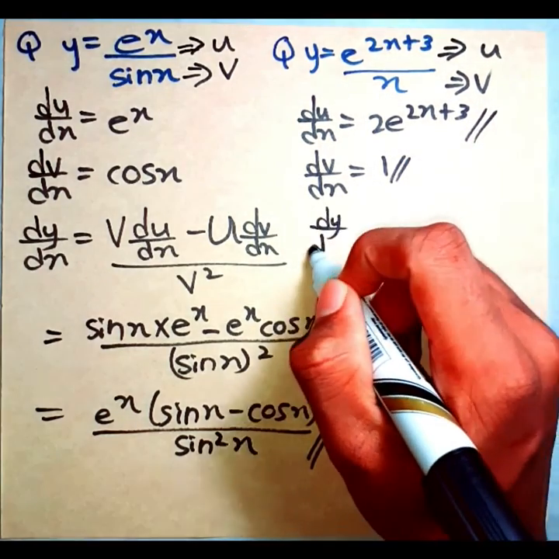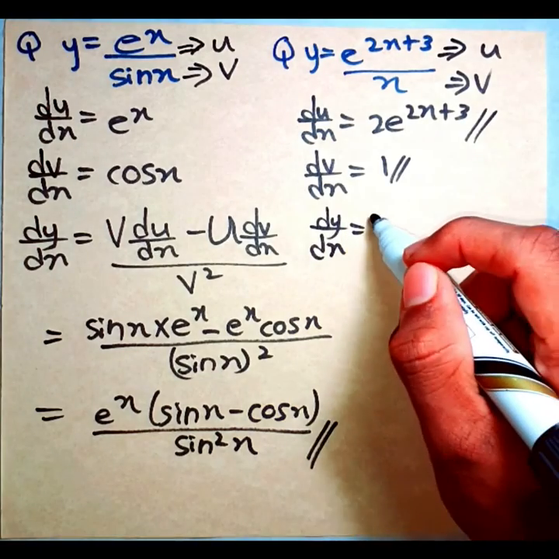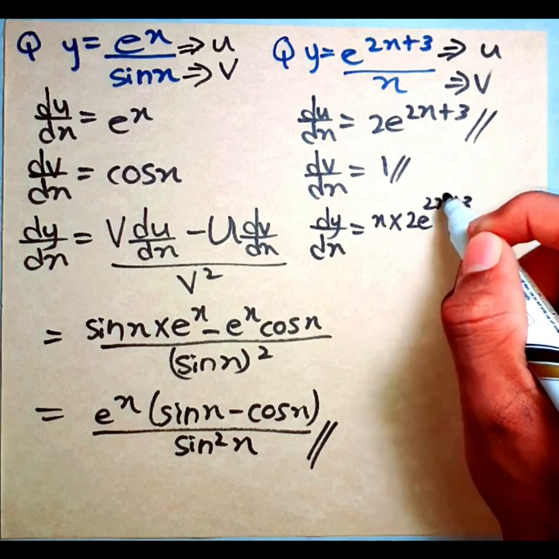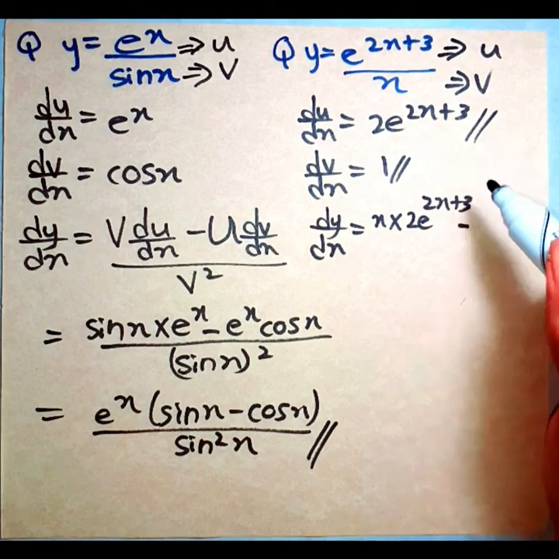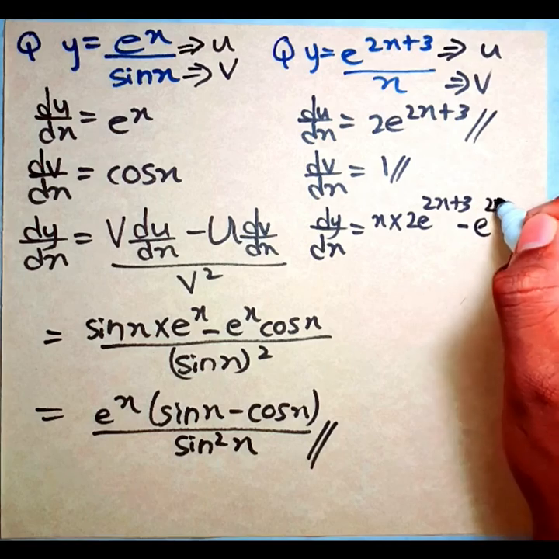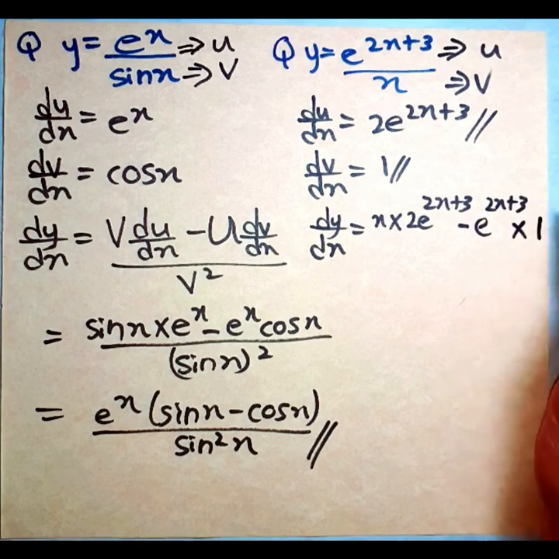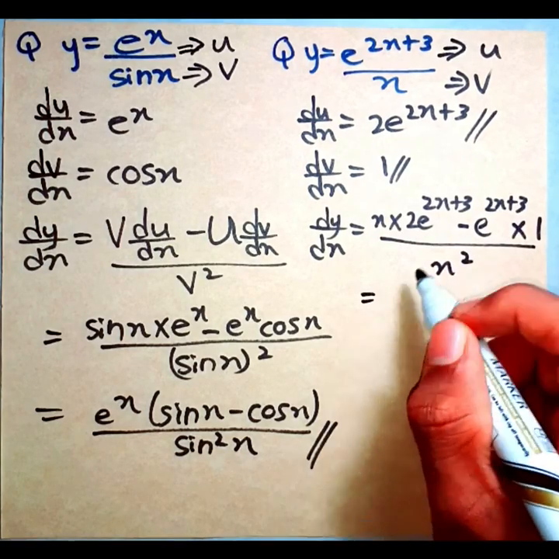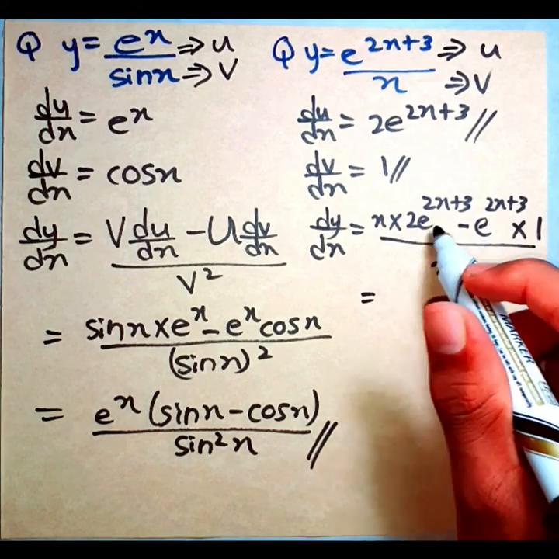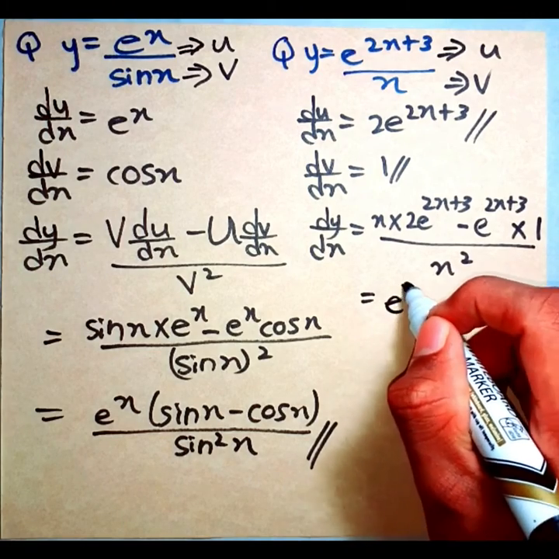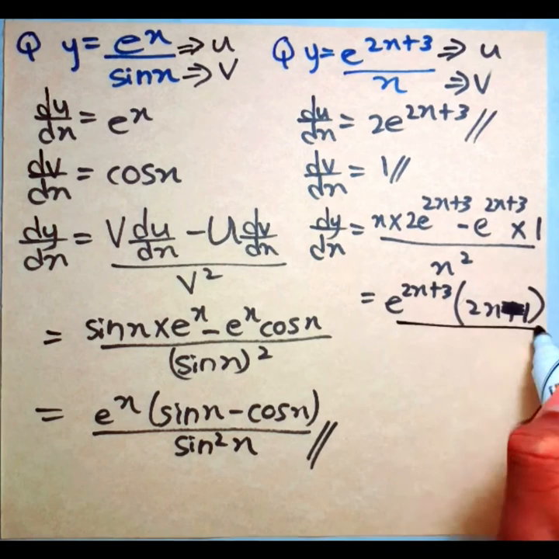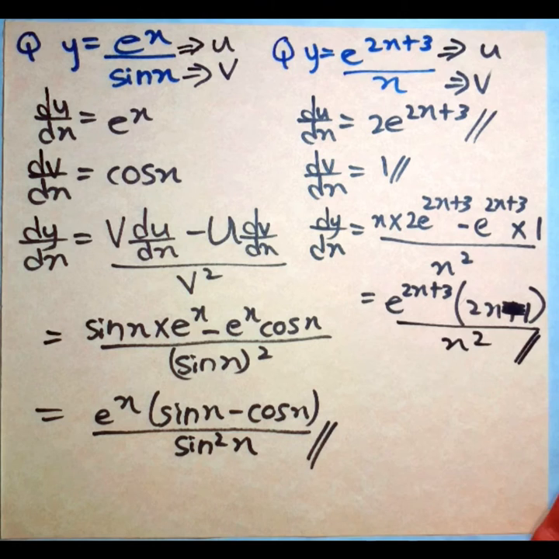So dy by dx is going to be v times 2e to the power 2x plus 3, minus u, e to the power 2x plus 3, multiplied by 1, divided by v squared, which is x squared. Here you can take e to the power 2x plus 3 outside and factorize it, and then you end up with e to the power 2x plus 3 times 2x minus 1, divided by x squared. That's the answer for this.